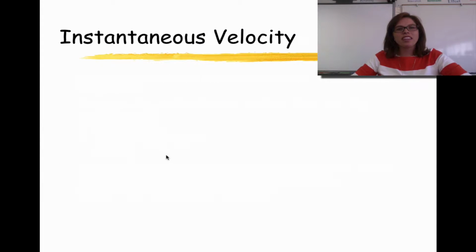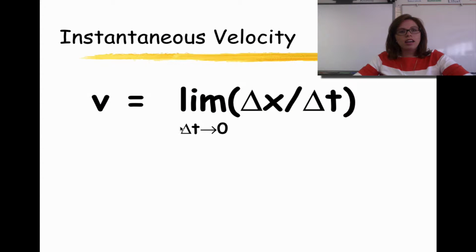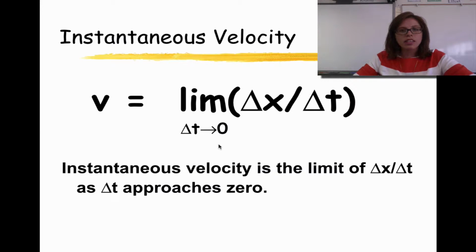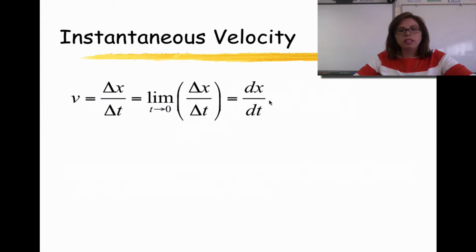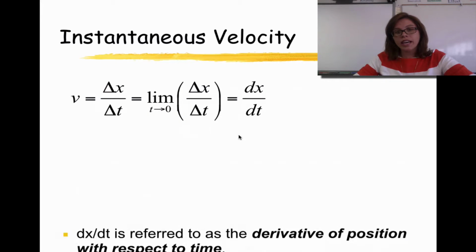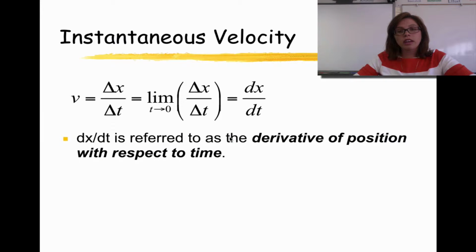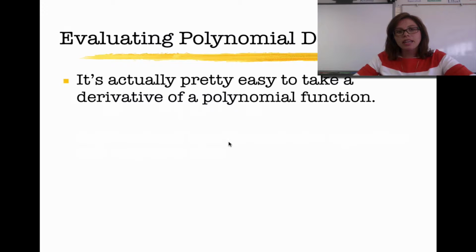Okay, so the velocity is defined as the limit, as the change in time goes to 0, of displacement over time. So in calculus, what that means is the derivative, dx/dt, the derivative of position with respect to time. It's actually pretty easy to take a derivative.